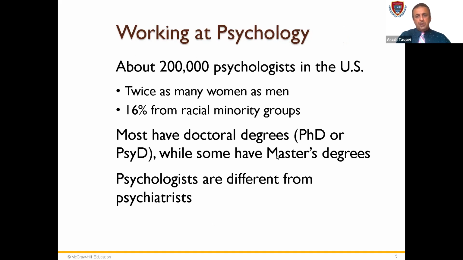But working in psychology, as you know, now there are about 200,000 psychologists in the US, twice as many women as men, 16% from racial minority groups, and most have a doctoral degree, PhD, while some have a master's degree. And psychologists are different from psychiatrists. Also, we know some general concepts for differentiation between psychologists, psychiatrists, counselors, coaches, psychiatric nurses, and social workers.